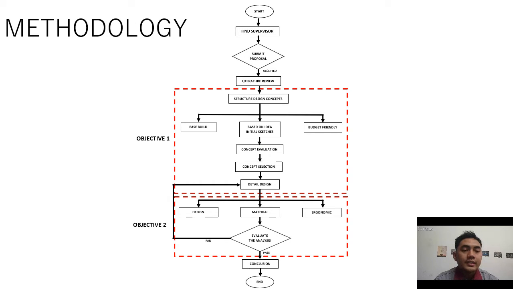And then I will get the detailed design. Detailed design, I will separate to the three, which is design, material, and ergonomic. And then I will evaluate it and analysis. If fail, I get back to the detailed design. If pass, I do the result. I can get the result and conclusion. And then I will be done with this project.